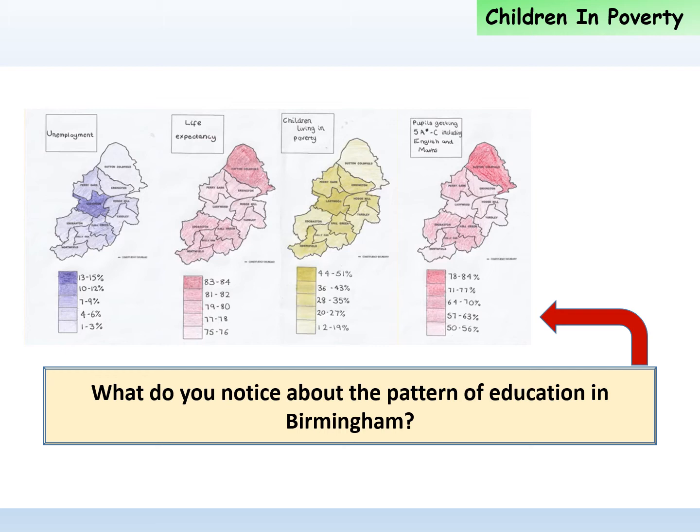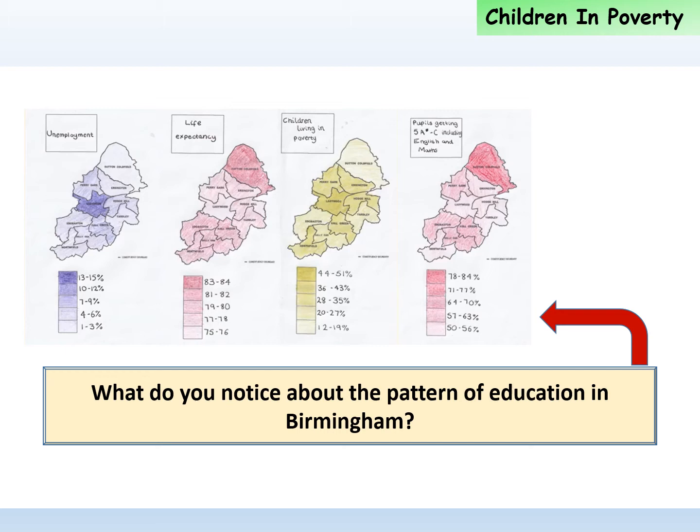So hopefully now you've been able to make some links between those maps. So for example, one of the links that we could make is the following. Pupils are not achieving very good GCSE grades in, for example, Ladywood. Therefore, you could say perhaps that is a reason why the unemployment is so high. That could be a link. In Sutton Coldfield, the children achieve much higher exam results where their unemployment is then lower.